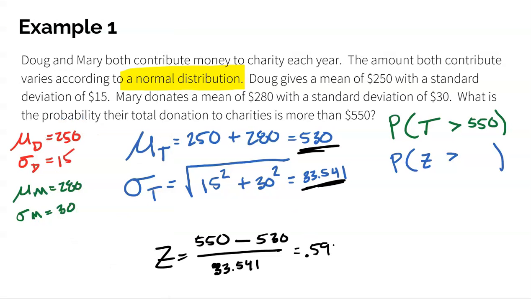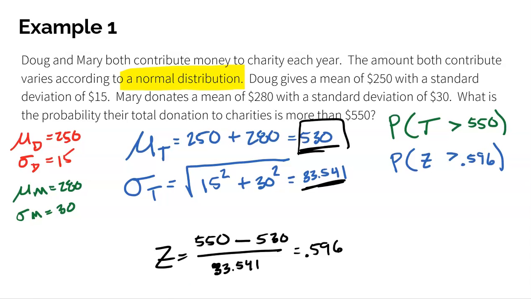So, if you think about it, you could even draw the normal model if you want. 530 is going to be in the center. And if I go up one standard deviation to the right, that's going to be around 563. So 550 makes sense to be under one standard deviation. So now I'm going to come back, right? This is where I'm going to need my calculator, because my calculator does not understand total amount of money donated to charity, but it does understand z-scores. So asking about the total being greater than 550 is the same as a z-score being greater than 0.596.